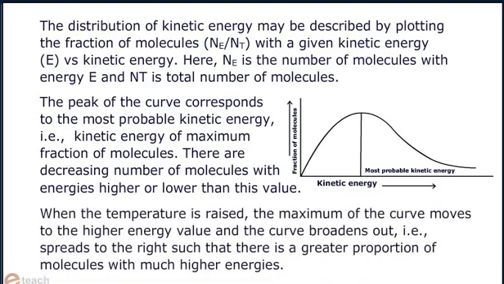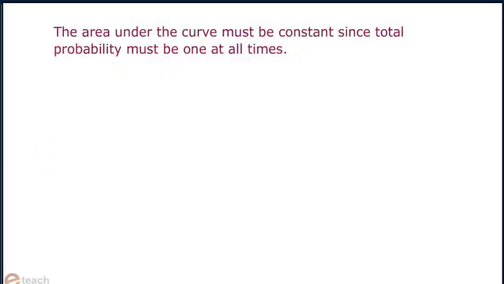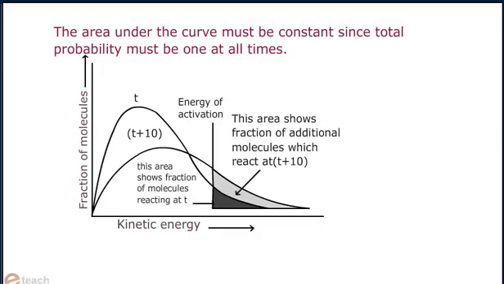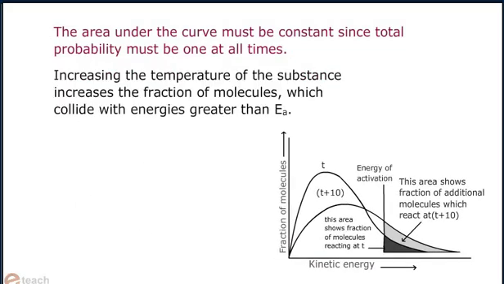When the temperature is raised, the maximum of the curve moves to the higher energy value and the curve broadens out, that is, spreads to the right such that there is a greater proportion of molecules with much higher energies. The area under the curve must be constant since total probability must be 1 at all times. Increasing the temperature of the substance increases the fraction of molecules which collide with energies greater than Ea.